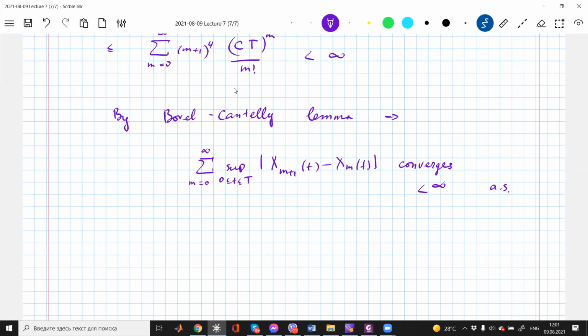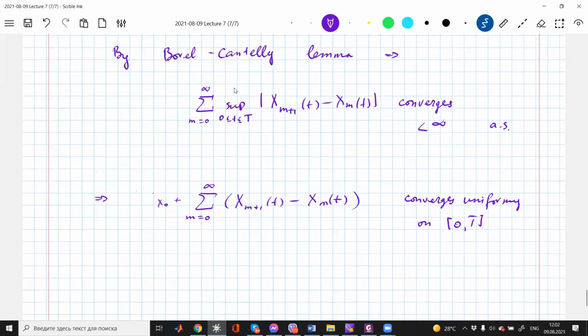So from this follows that if I consider the series x0 plus the series of the following type, x m plus 1 from t minus x m from t, such a series converges uniformly on the interval from 0 to T, almost surely. So we have some limit process.